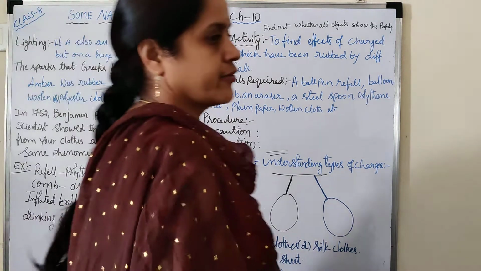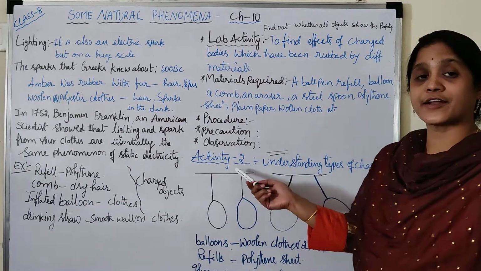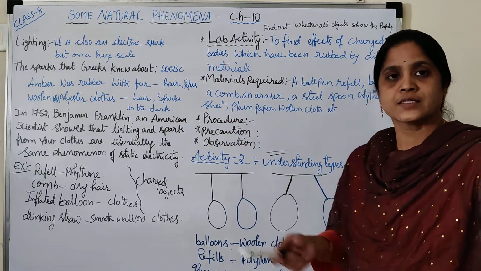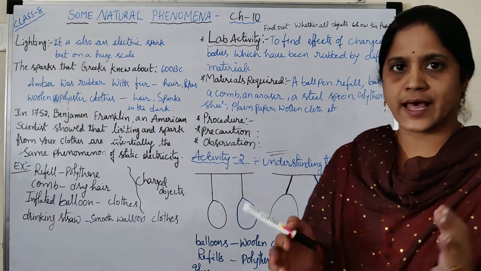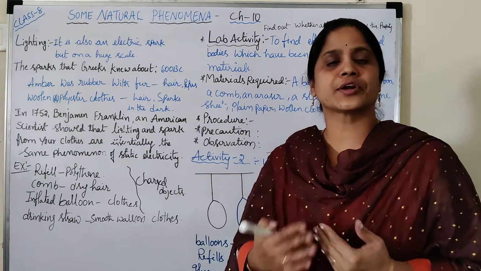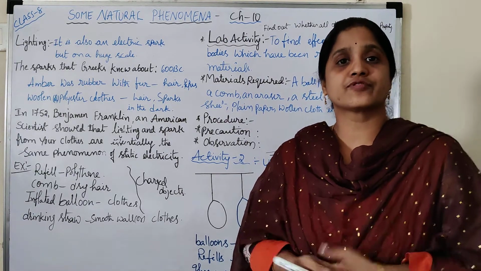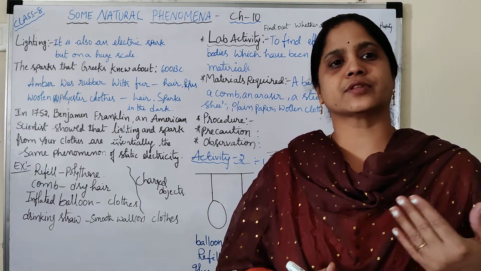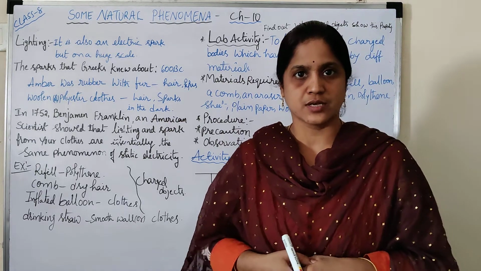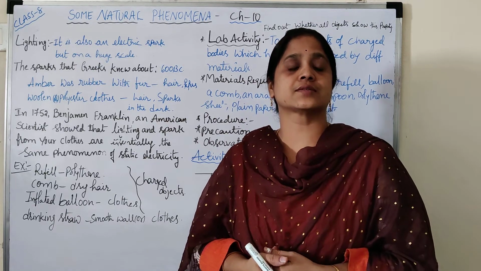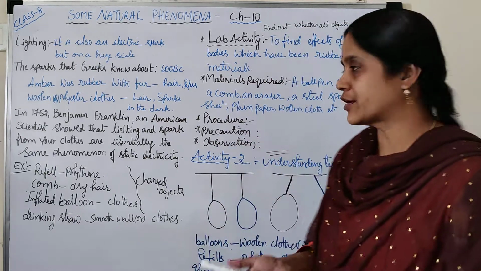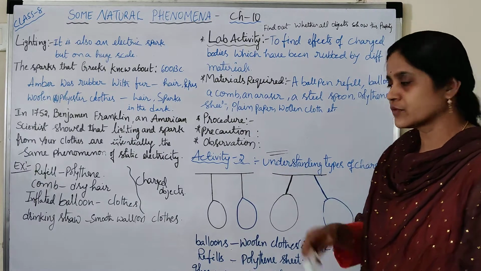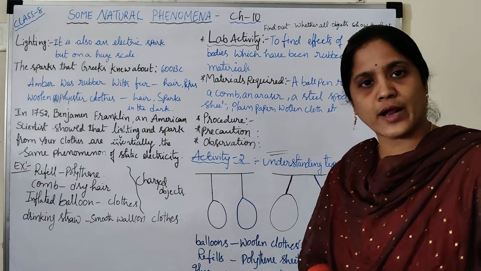After activity 1 we have activity 2. What is activity 2? In activity 2 we have to understand how many types of charges there are. When you rub an object with some material, it acquires some charge. So how many types of charges are there, that we have to find out in activity 2. For that, one more activity.